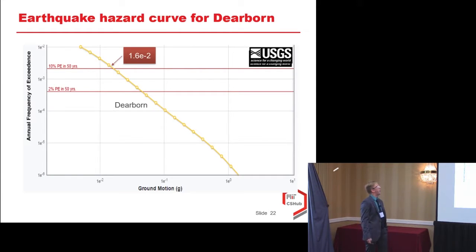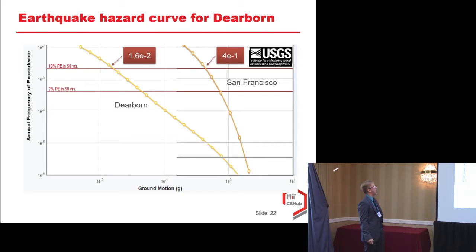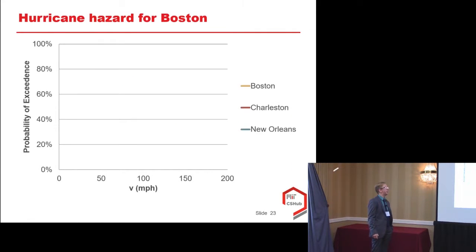And so here we are in Dearborn. Here's the likelihood that in 50 years, I'm going to have a 10% probability of exceeding 1.6 to the -2 ground motion in terms of earthquake hazard. Compare that to San Francisco, a couple order of magnitude greater. So we can get that information pretty easily from USGS.